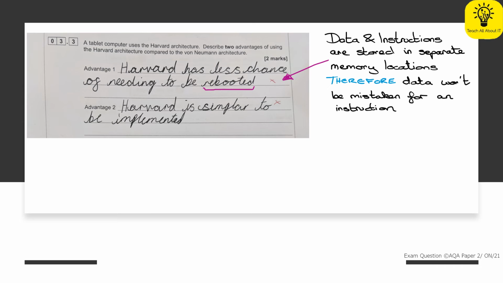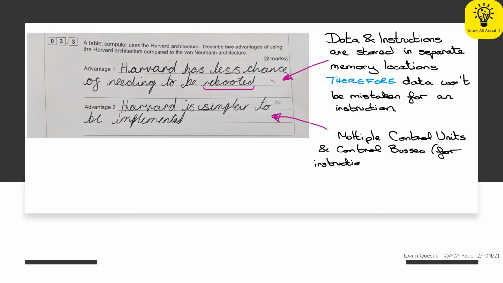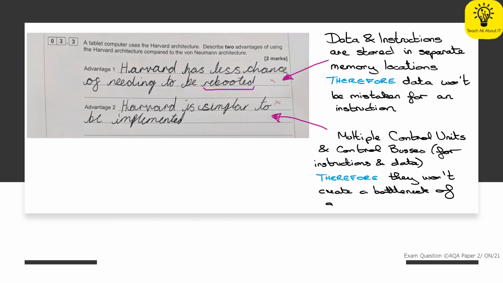However, what we can do is we can lead on from the first answer and we can extend it even further. So for this second advantage, what we can do is we can say, well, if we have multiple data and instructions stored in those separate memory locations, that means we have multiple control units. If we have multiple control units, that means we have multiple control buses, and that's for the instructions and data. Therefore, they won't create a bottleneck. So again, we're using that therefore to extend what is happening in this particular advantage.